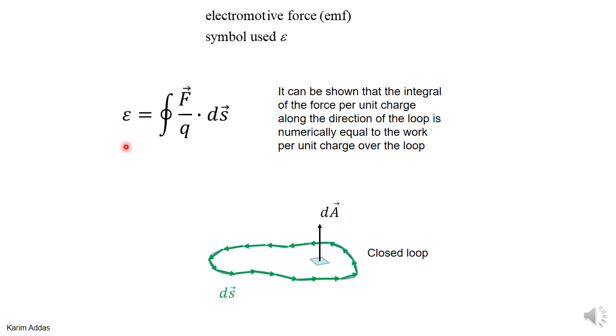Now, the definition of the EMF, if you go around a closed loop of wire, is the integration of the force per unit charge dotted into the elements of length as you go around. And we've discussed this before. This is the fundamental definition of the EMF for a loop of wire of any shape. And it can be shown that this EMF is numerically equal to the work per unit charge going around the loop.